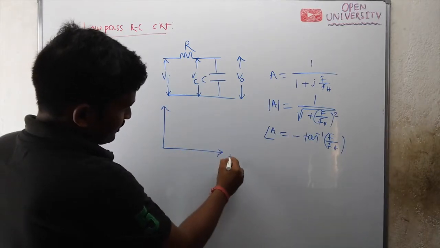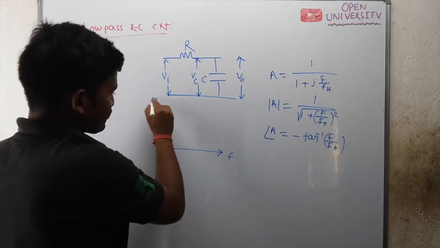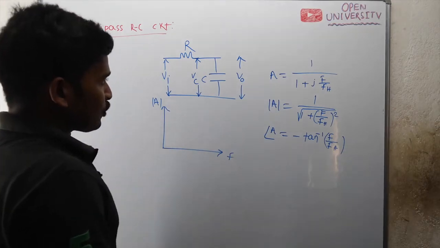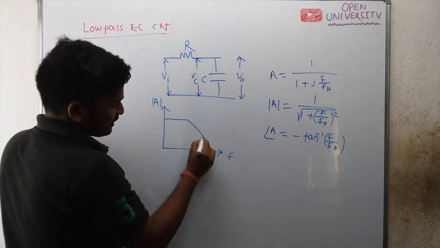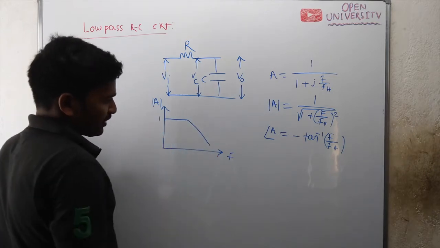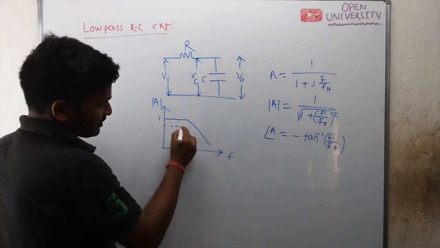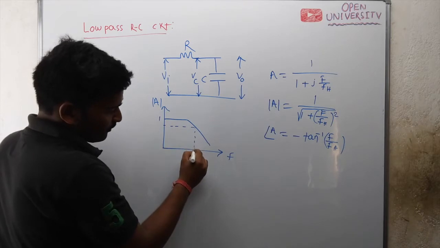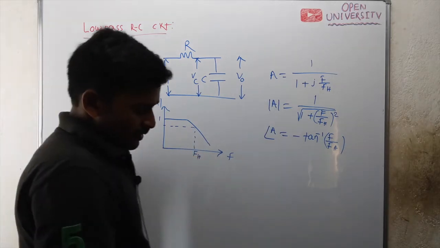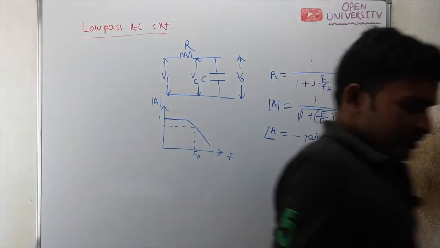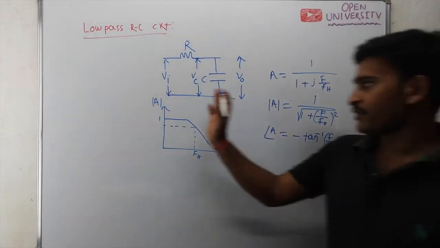Then I plotted the characteristic gain versus frequency curve. This is frequency, this is magnitude of gain. Since it is a low pass RC circuit, it passes low frequencies and rejects high frequencies. This is 1. This was the gain versus frequency curve of a low pass RC circuit. This is the cutoff frequency fh. I discussed the low pass RC circuit up to this.